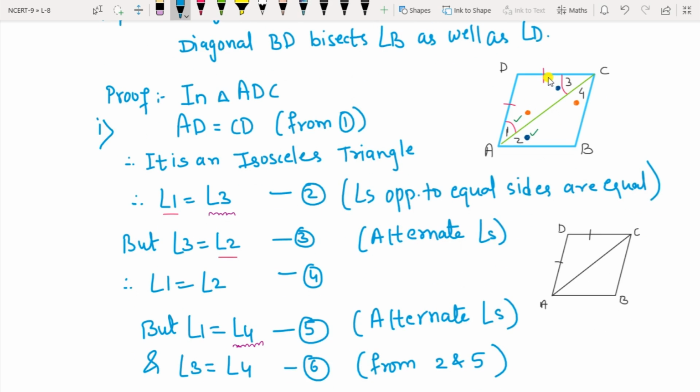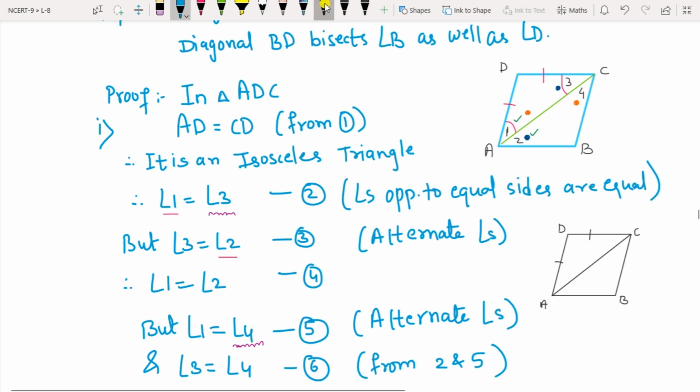Here AD is equal to CD because it is a rhombus. So this becomes an isosceles triangle. Now we will consider the converse of the isosceles triangle theorem, that since sides are equal, therefore the base angles will also be equal, therefore angle 1 will be equal to angle 3 here. Okay, that is your equation number 2. But we know that 3 is equal to 2 because they are alternate angles, and therefore 1 will be equal to 2.